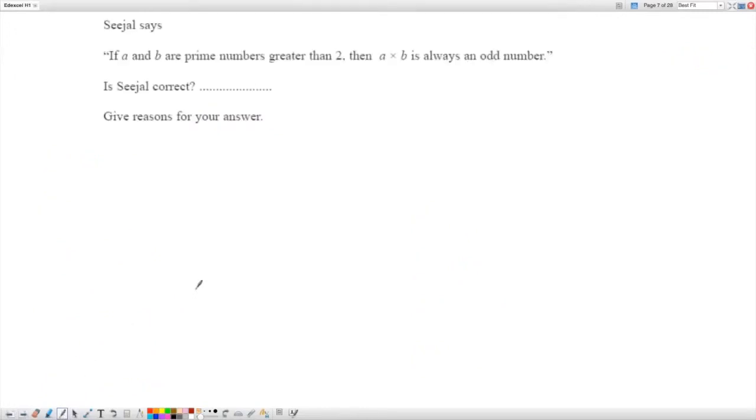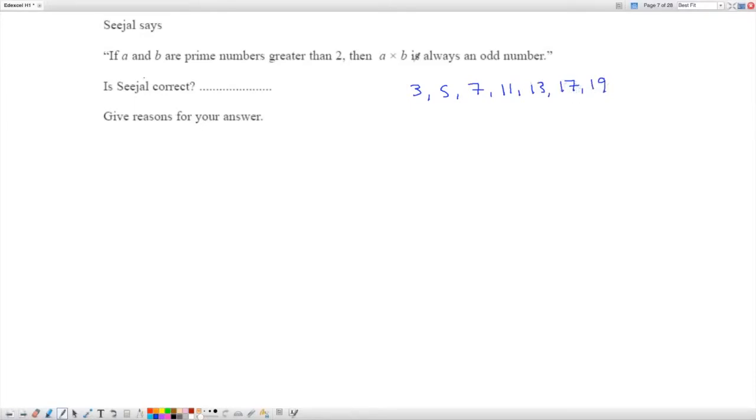Here we're told that Edexcel says if A and B are prime numbers greater than 2, then A multiplied by B is always an odd number. Is Edexcel correct? Give a reason for your answer. So first off, let's look at the prime numbers greater than 2. So we have 3, 5, 7, 9 is not a prime number, 11, 13, 17, 19. Probably won't need to go any further than that.